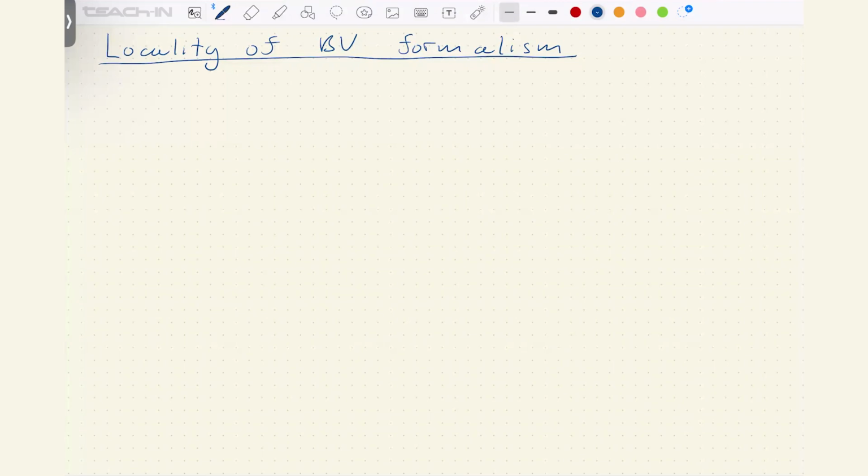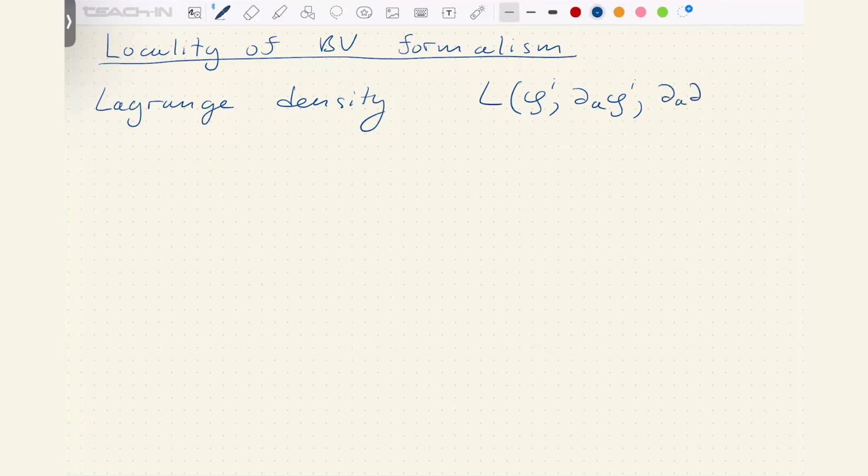Okay, so what does locality mean? We know that in field theory, we ask our Lagrangian density to be a function of fields, let's say phi I, their derivatives, with Latin indices etc. And all of them are taken in one and the same point, and there is only a finite number of derivatives. So more formally, local functional.